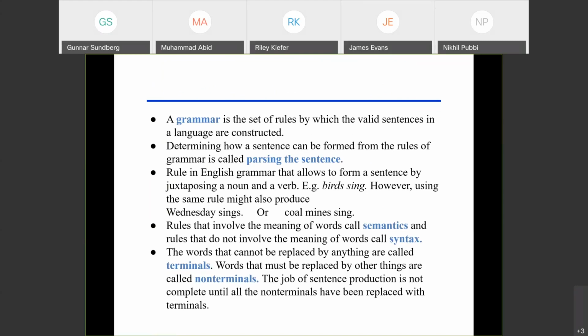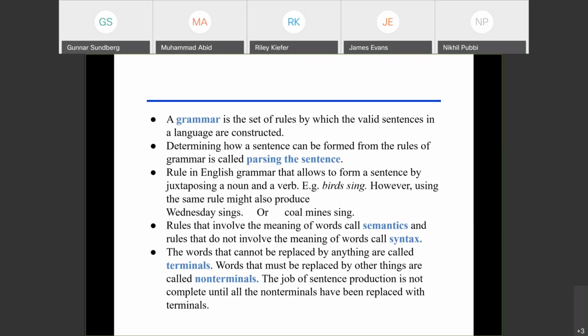It's a set of rules by which the valid sentences in a language are constructed. So when you create your own language, you are free to create your own rules and restrictions. Once we end this course, I will show you my research work, how I created my non-verbal communication language between inter-robot and robot and human, and then how I impose English grammar there, and how I create some rules and restrictions for that grammar. Okay, I will show you that.